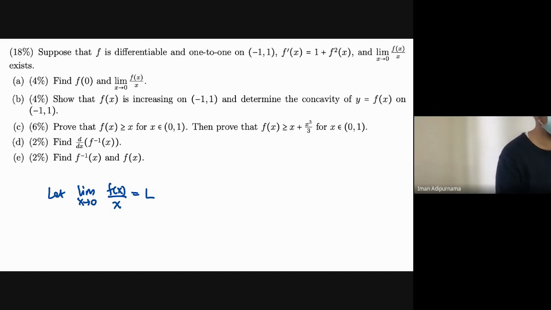The important thing here is that the limit of f of x over x exists. It's just saying it exists, which means we can assume that the limit has a finite result. We can assume any number we want, let's say L or M. So first let's write that assumption. Because the limit exists, let the limit as x approaches 0 result in an L.